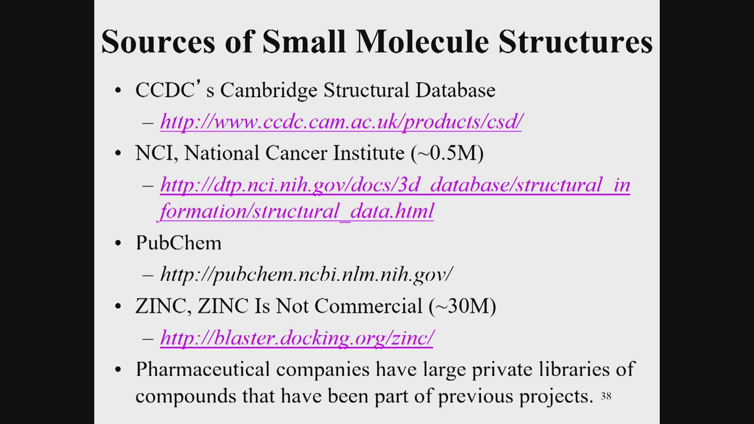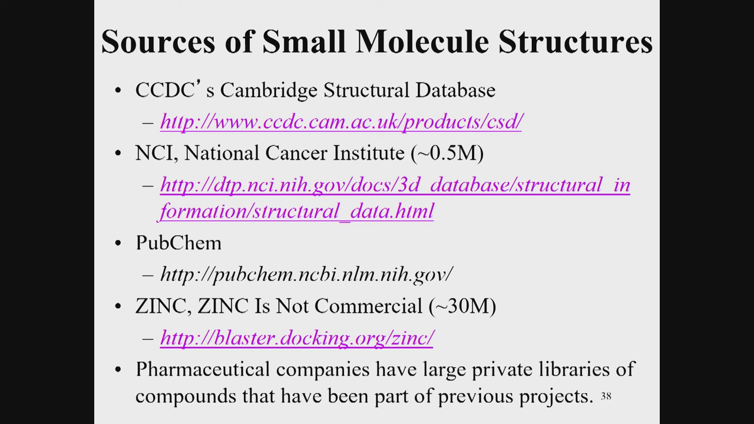So there's a variety of sources of small molecule structures. The CCDC, which is the Cambridge Structural Database, has a database of small molecules. The NCI has about 500,000 compounds that you can look at, and some of those will even be made available for testing in your lab. There's a PubChem library. And there's a virtual library called Zinc, which comes out of UCSF and has 30 million. It grows by the day. It could be more today, I don't know. Lots of compounds where they give you the structure and they tell you how to buy it.